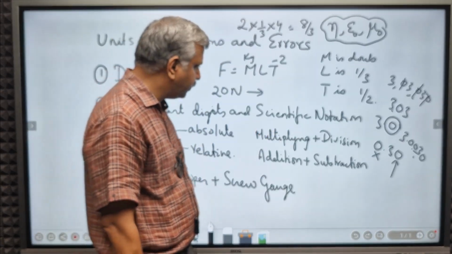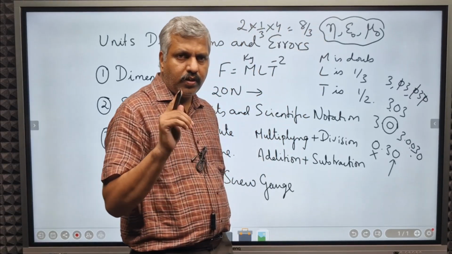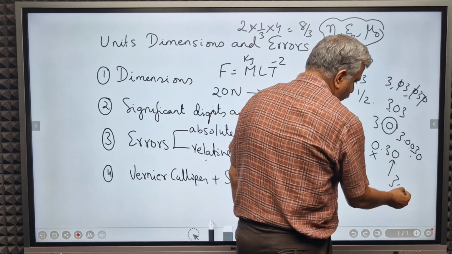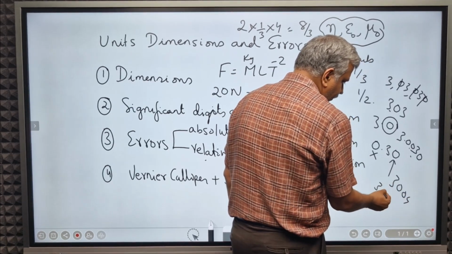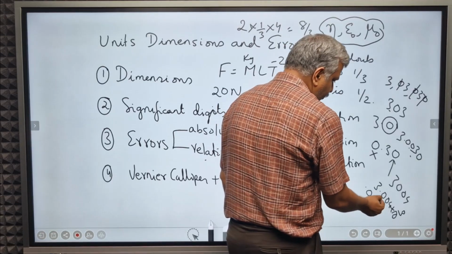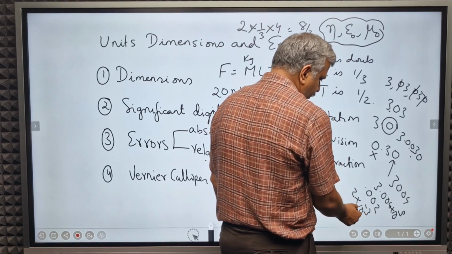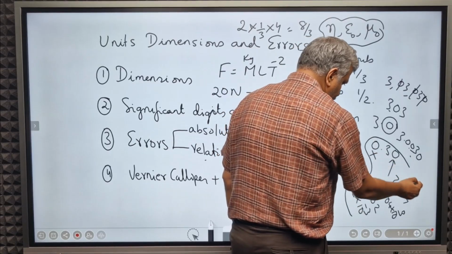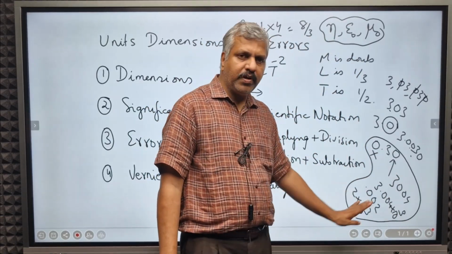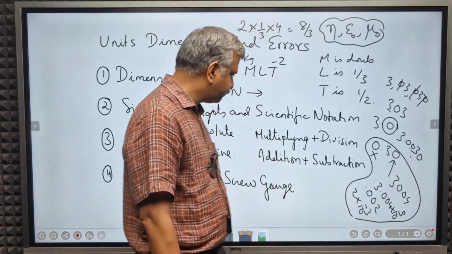Scientific notation is simple. In scientific notation, everything is expressed to a units place. That means if you have 3004, it is written as 3.004 into 10 power 3. If you have 0.002, you write it as 2 into 10 power minus 3. So this is scientific notation. In scientific notation, everything is expressed to a units into 10 power whatever. Okay, so this is how you get the scientific notation.